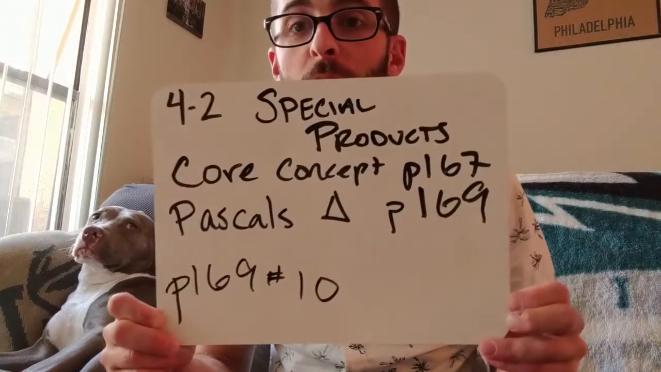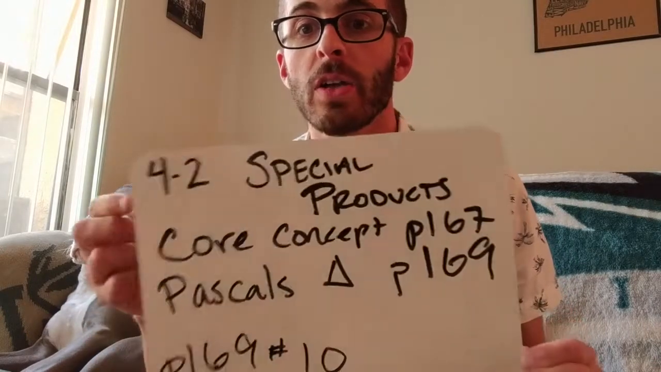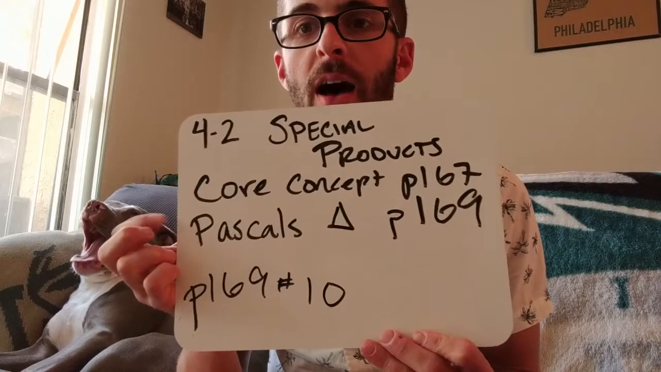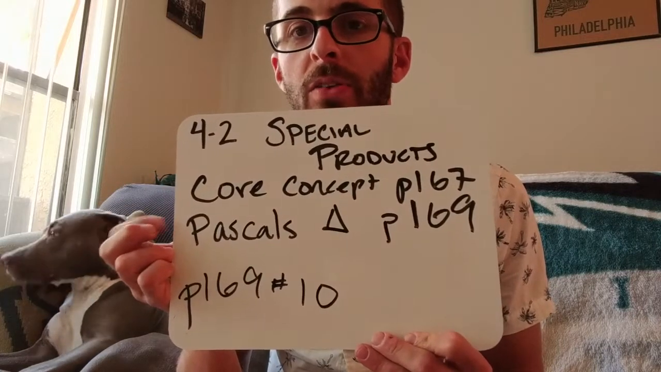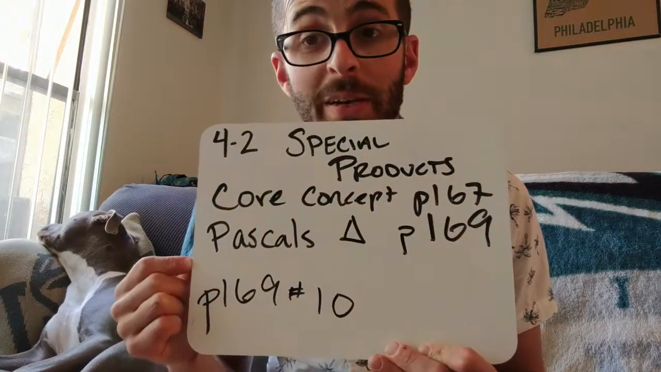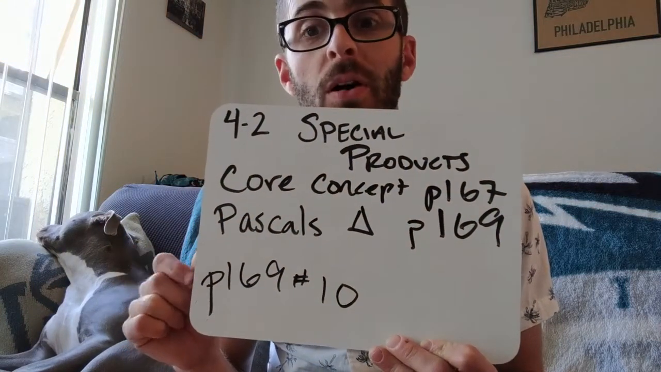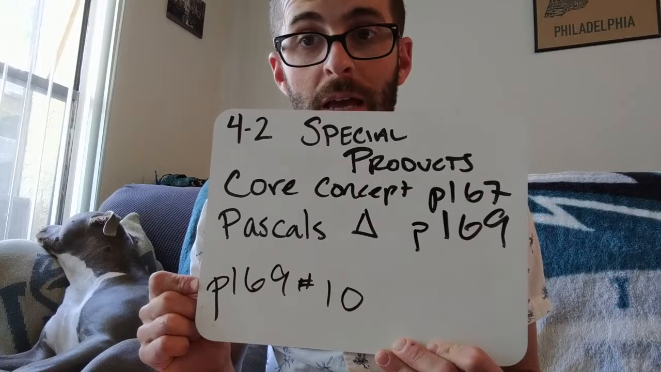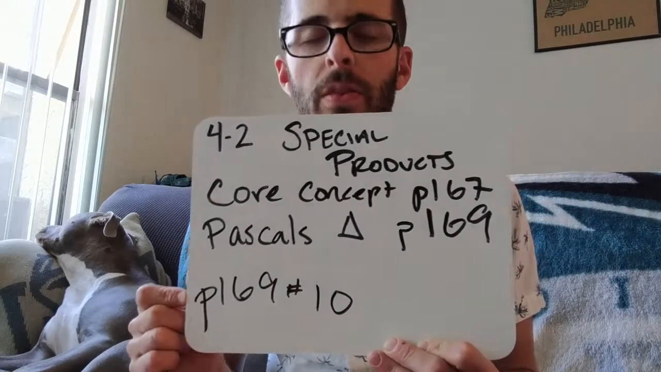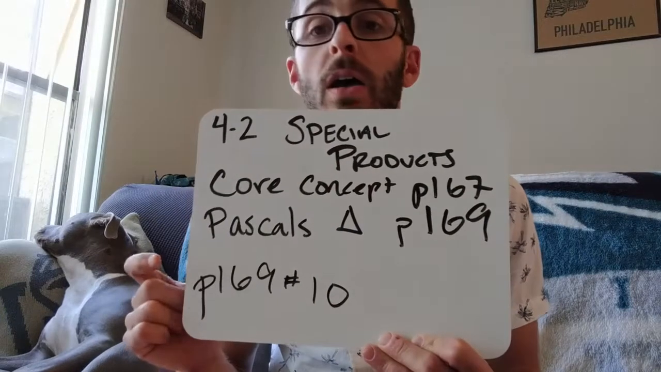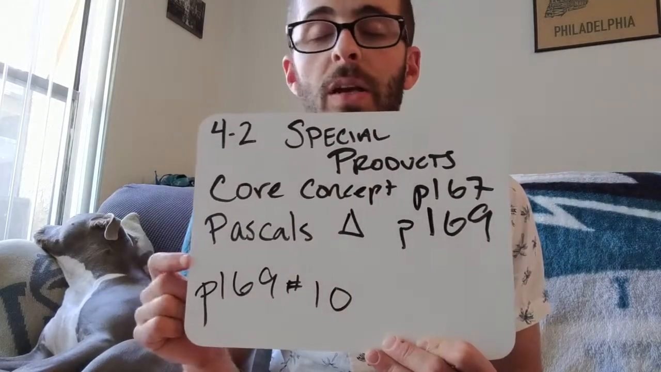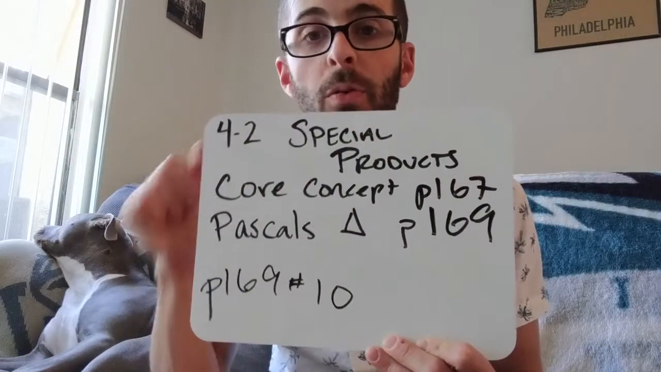Anyway, back to 4-2, special products. Copy down the core concept on page 167. Copy down the core concept for Pascal's triangle on page 169. I'm going to make up a bunch of problems myself because I'm that good, but then I'm also going to do page 169, number 10 for you. You're going to practice a lot in class on this. Practice, practice, practice. In the book, online, everywhere you can, because the better you get at this, the faster you get at this, the better your life will be for math.